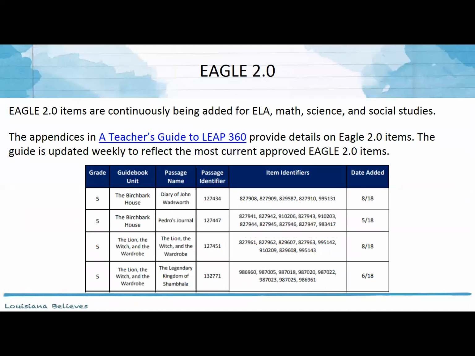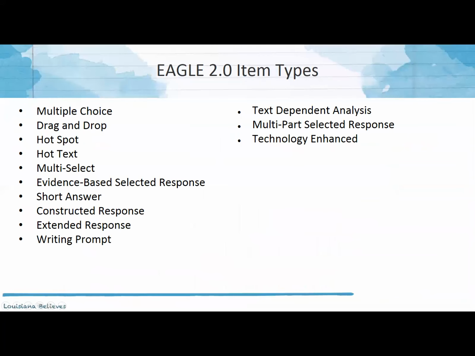EAGLE items are continuously being added into the EAGLE system. All additions are reflected in the Teacher's Guide to LEAP 360 appendix. And these are the EAGLE item types.